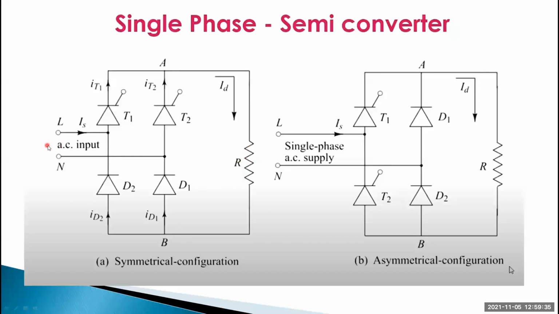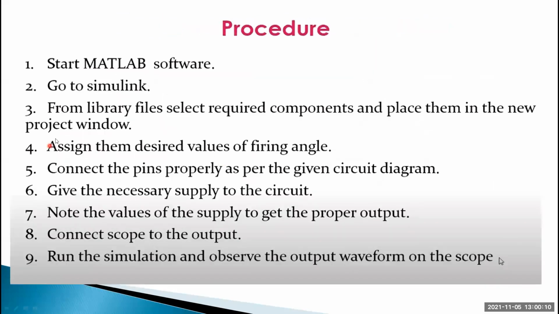And also the input voltage. To observe the waveforms, we need a scope to observe the waveform across the load. So connect the scope across the resistor and you will get the output waveform. If you connect the scope at the thyristor, you will get the output waveform across the thyristor. By using voltage measurement and current measurement blocks with the scope, we will get the output voltage and current. Understood?